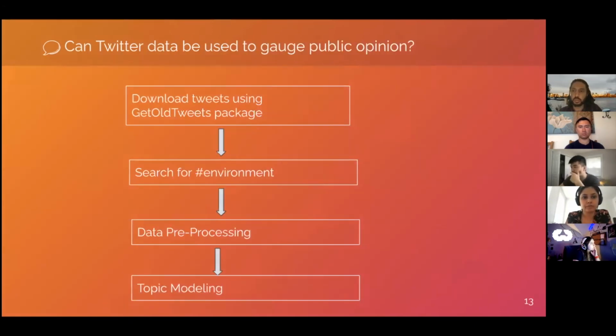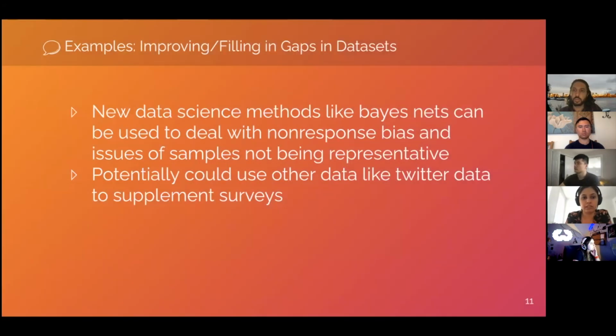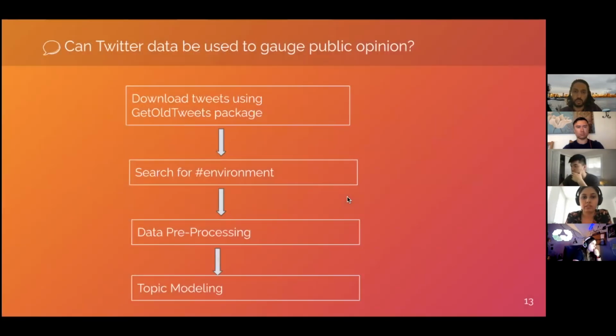And the other one that I've looked into is, could we potentially use other data, maybe like Twitter data, to supplement surveys so that we get more of a picture of what's out there? So what people think, rather. If you look at the process that I went through, essentially what I did is we downloaded the tweets using the GetOldTweets package. It's a Python package. And this was for the issue of the environment and climate change.